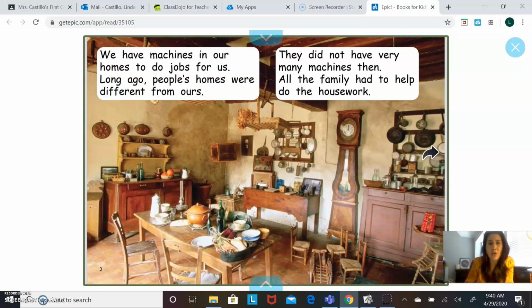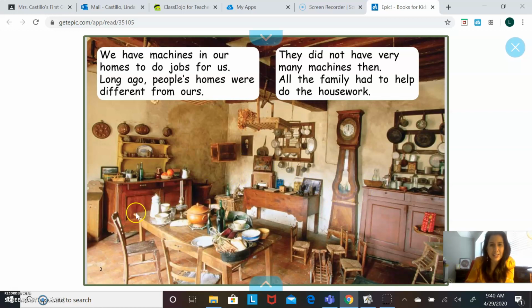We have machines in our homes to do jobs for us. Long ago, people's homes were different from ours. They did not have very many machines then. All the family had to help to do the housework. Do you help do the housework with your family? Sure you do, right?